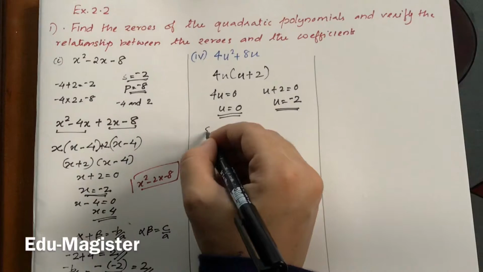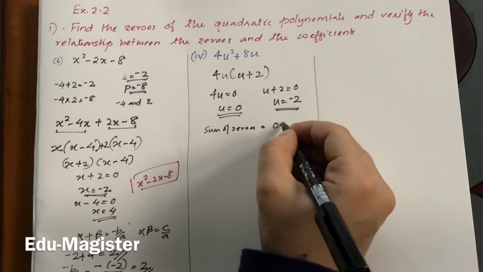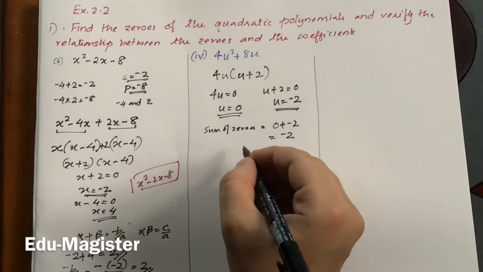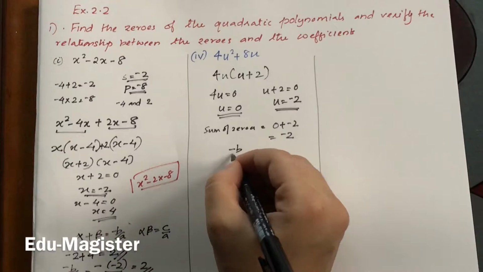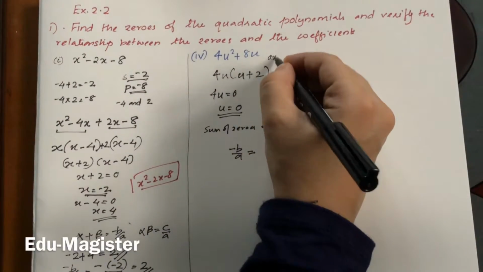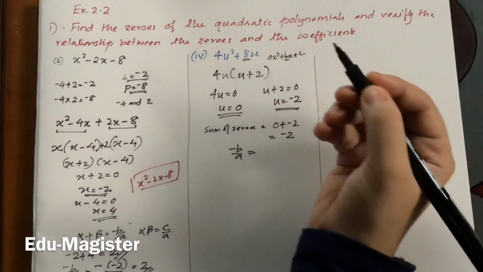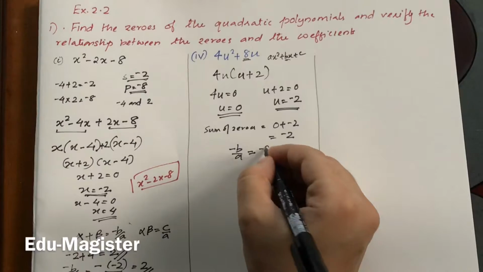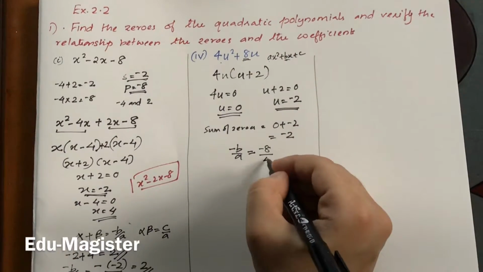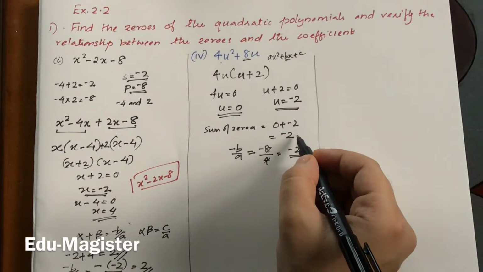Now sum of the zeros. 0 plus minus 2 is equal to minus 2. And what is our minus b by a from this question? We know that this is of the format ax square plus bx plus c. So what is b from this? 8, right? So what is minus b? Negative 8 by what is a? 4. So you get minus 8 by 4 is equal to minus 2. So it is same as the sum of the zeros which we got.